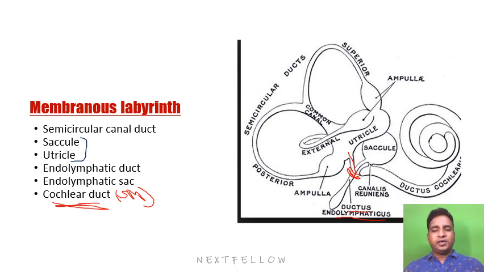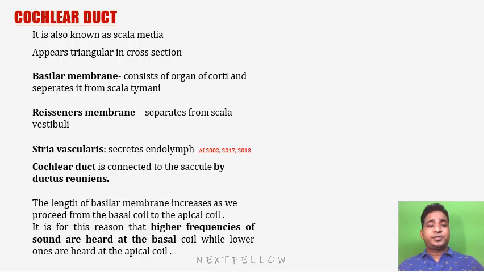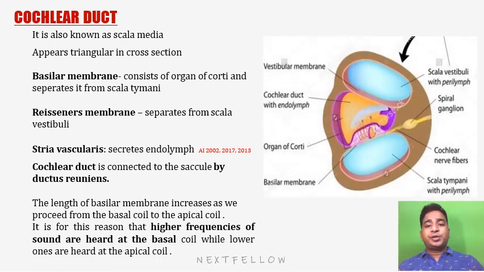So this is our cochlear duct, which is known as scala media, which I have already discussed, consisting of the endolymph. Now let's talk about the cochlear duct. It is also known as scala media. It appears triangular in cross section. You can see in this diagram it is somewhat triangular.